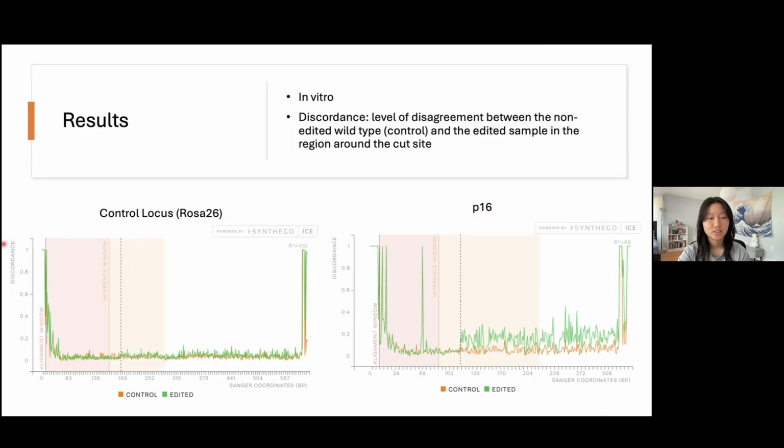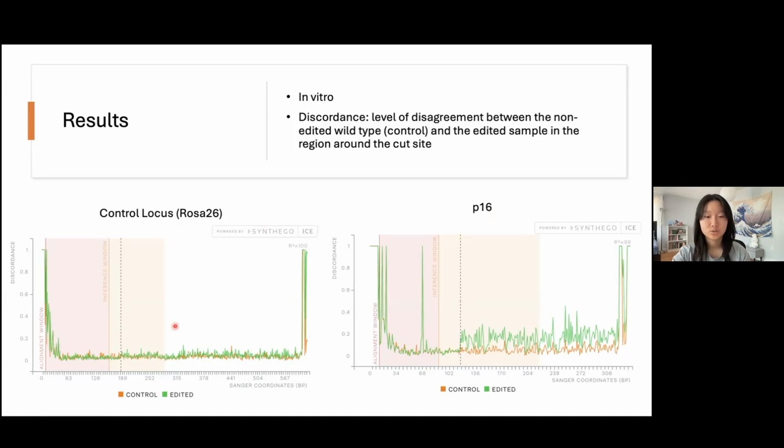The y-axis is discordance, or a level of disagreement between the non-edited wild type or control and the edited sample in the region around the cut site. And our x-axis is the Sanger coordinates, which is the nucleotide positions in the DNA sequence being analyzed.